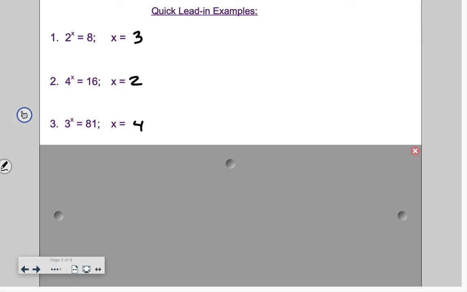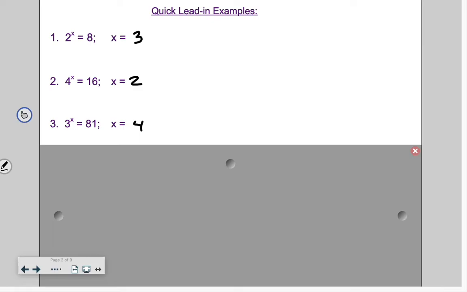Now here's the relationship. Those are all exponential equations. And eventually where we are headed is, well, what if it's not 2 to the x equals 8? What if it's 2 to the x equals 10? It's not a nice number. How do we then get an answer? That's where logarithms are going to come into play. We're not going to worry about that today, but that's where logarithms will come into play eventually.